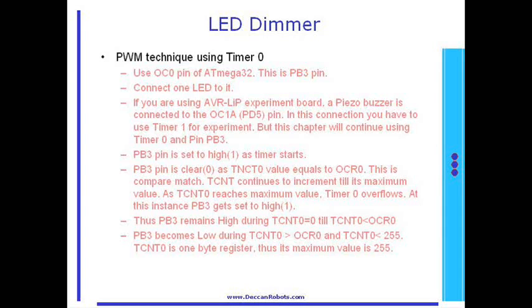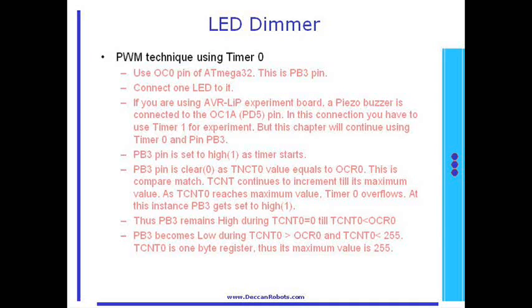To achieve a dimming effect of LED, we need to change the duty cycle of PWM. In simple words, the PWM pulse should be at its peak for variable time to see the LED dimming effect. A fast PWM mode is used in this example.